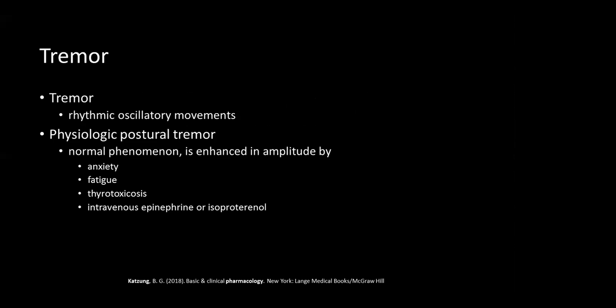So we will be talking about the other movement disorders. Next slide, please. First is tremor. Tremor consists of rhythmic oscillatory movements, and physiological postural tremor is a normal phenomenon that is enhanced in amplitude by anxiety, fatigue, thyrotoxicosis, and intravenous epinephrine or isoproterenol.